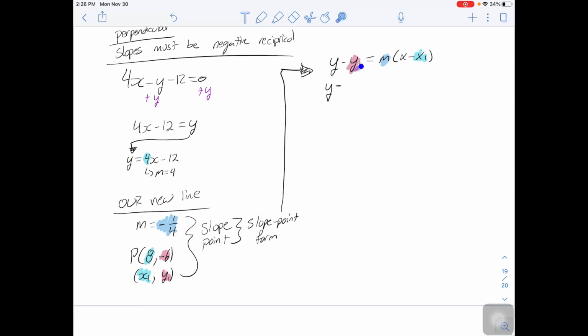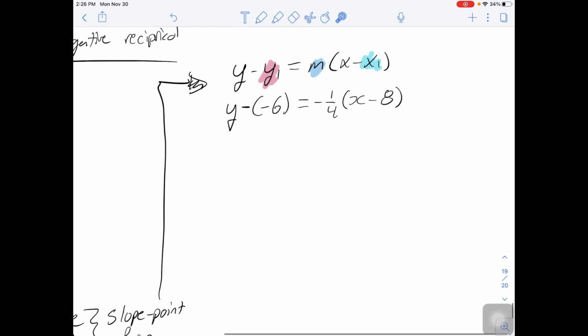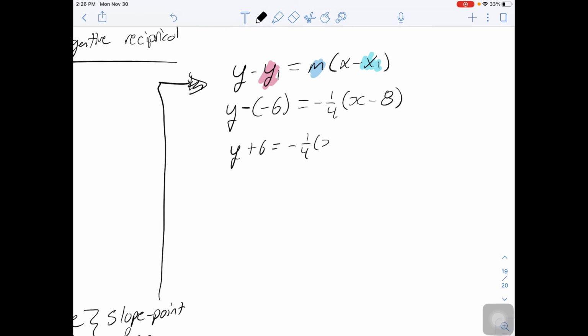So y minus y1 being negative 6, so I'll use brackets, equals our m value, so our slope of negative 1 over 4, times x minus x1, and our x1 value is positive 8, so we'll simply put an 8 there. And we can clean this up a little bit by making these two negatives a positive. So y plus 6 equals negative 1 over 4, x minus 8. So there is our slope point form.